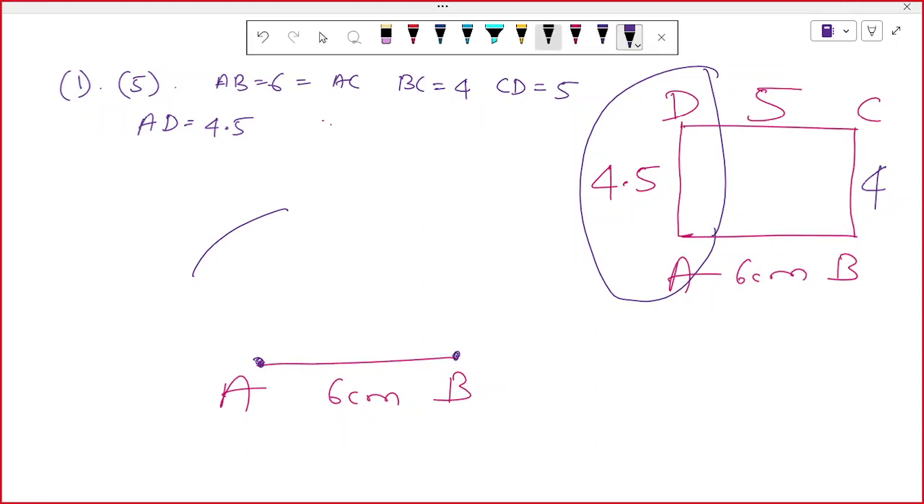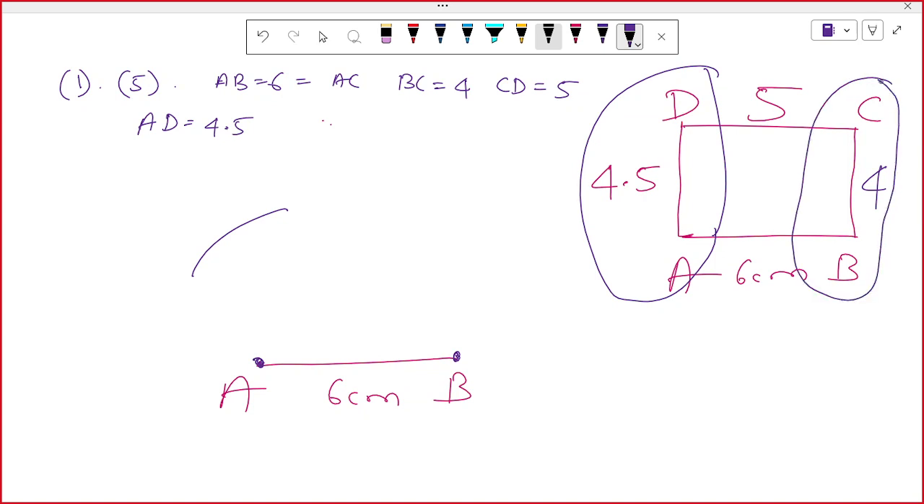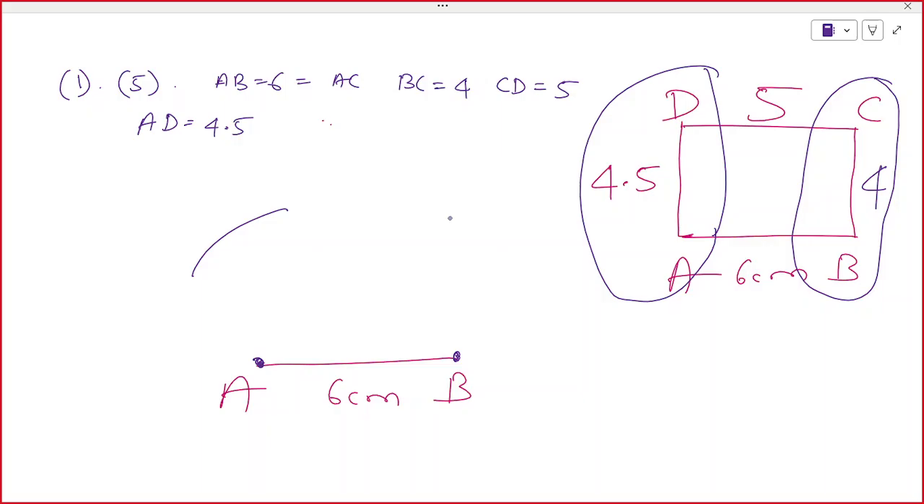Okay, then next, start from B. What's the value from B? Quickly, from B, what's the value? BC is 4 centimeters. Is there any AD given? Okay, 4.5.